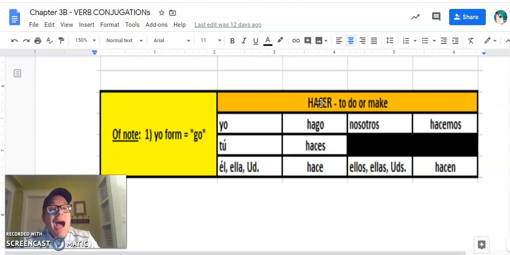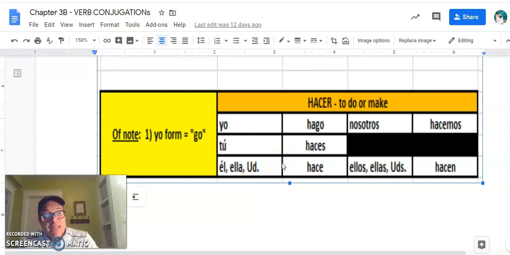Then it is tú haces. No stem change, no G, no nothing. Okay, just normal conjugation. Hago, haces, hace, hacemos, y hacen. Okay? Yo hago, tú haces, él, ella, usted hace, and then nosotros hacemos. Ellos, ellas, and ustedes hacen. Okay, again, that H sound is not being pronounced.